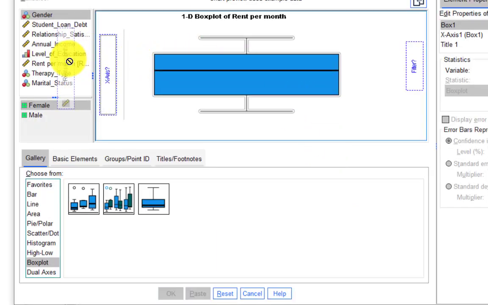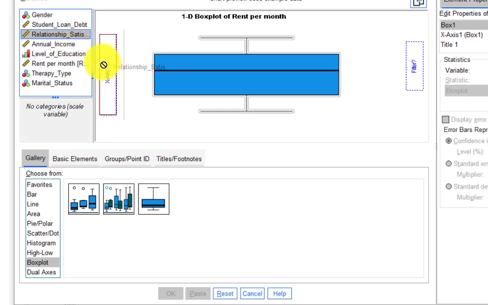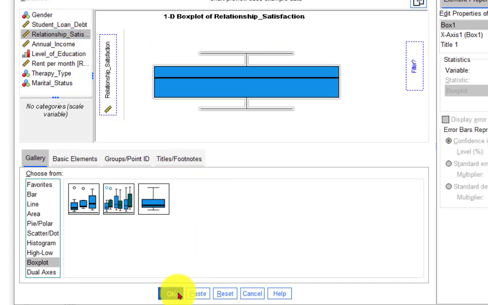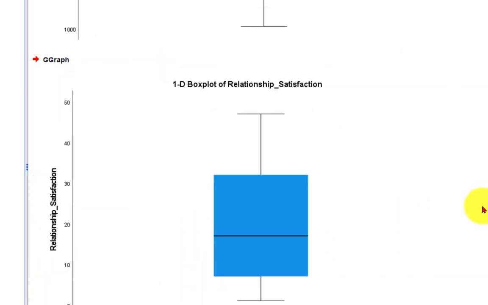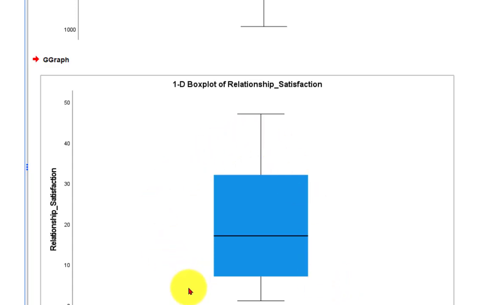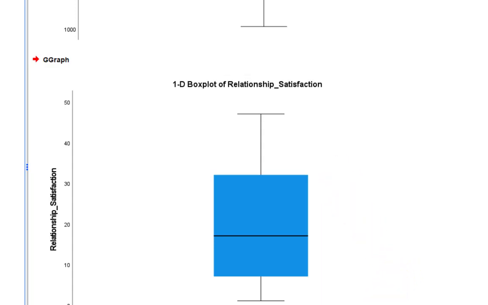And out with the rent and in with the relationship status. Boom. And this one is not so normal. You'll notice that the bottom leg is a lot shorter than the top leg, which kind of means it's skewed. So, there's relationship status, and it looks skewed to me. So that's about it for that one.